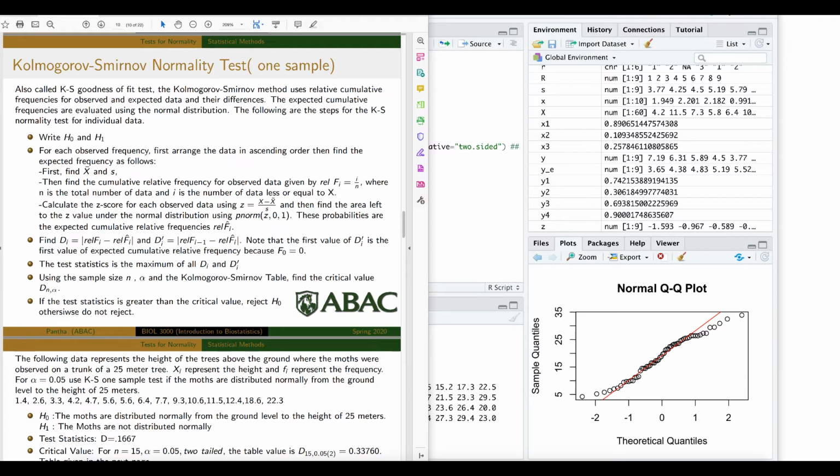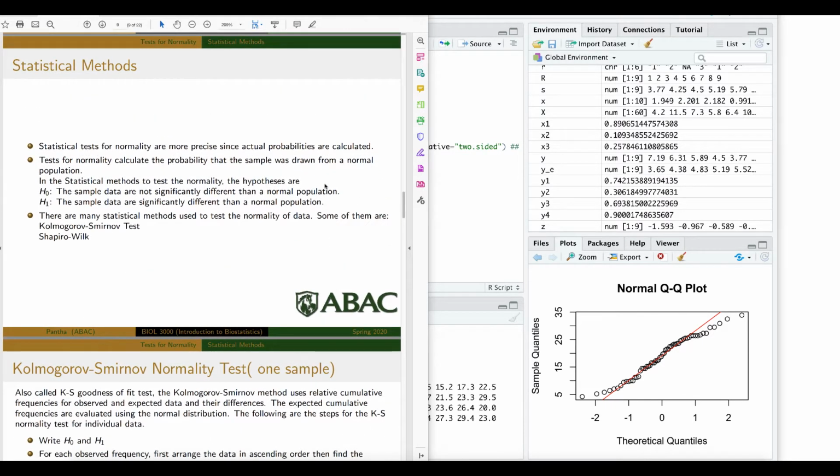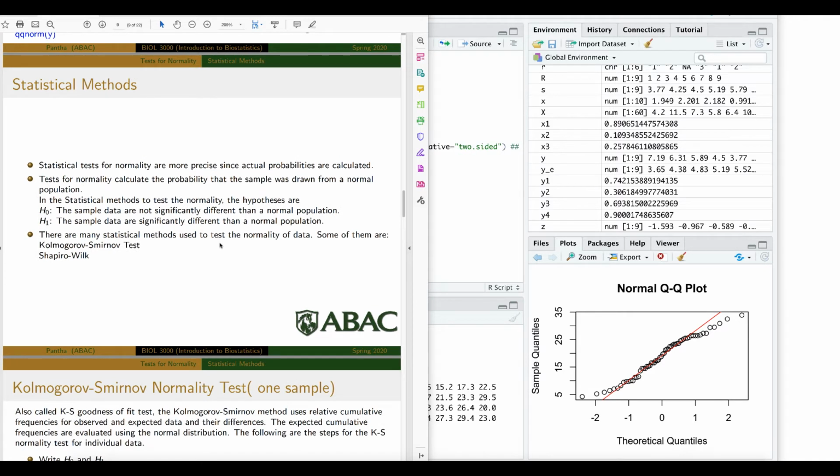In this video, I'm going to show you some of the statistical methods to test the normality of the population of a sample. Okay, so the first one I'm going to show you is the Kolmogorov-Smirnov normality test. But before that, let us talk a little bit about the background of the statistical method.